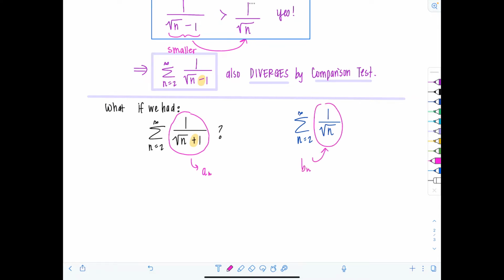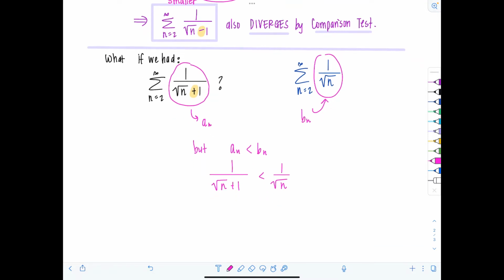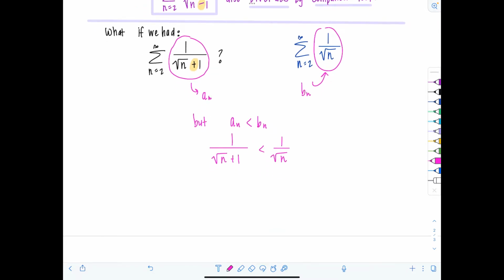All right. Can I show that a_n is greater than or equal to b_n? No, I cannot. In fact, a_n is actually less than b_n. Do you notice? 1 over rad n plus 1. Now the denominator is larger, making it smaller than 1 over rad n. Uh-oh. Does that mean that the series is going to do something different than we suspect? No, this is still going to diverge. It still diverges.